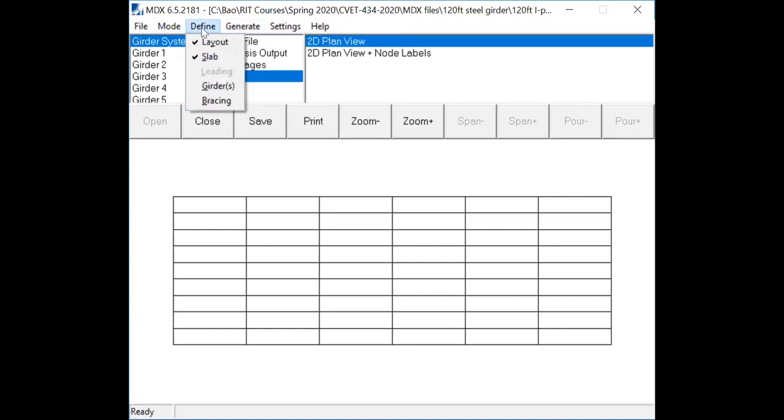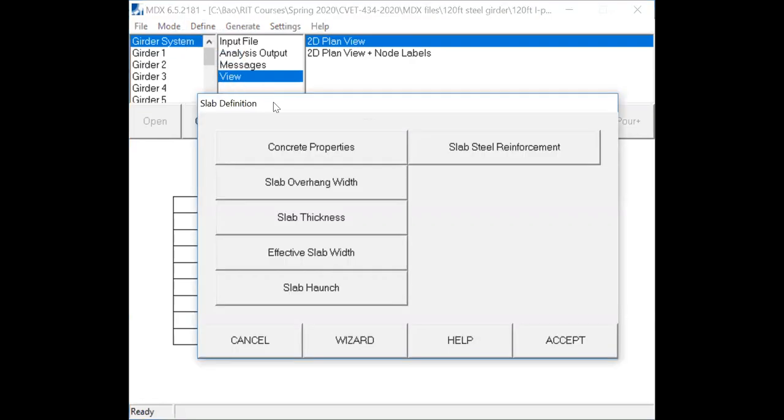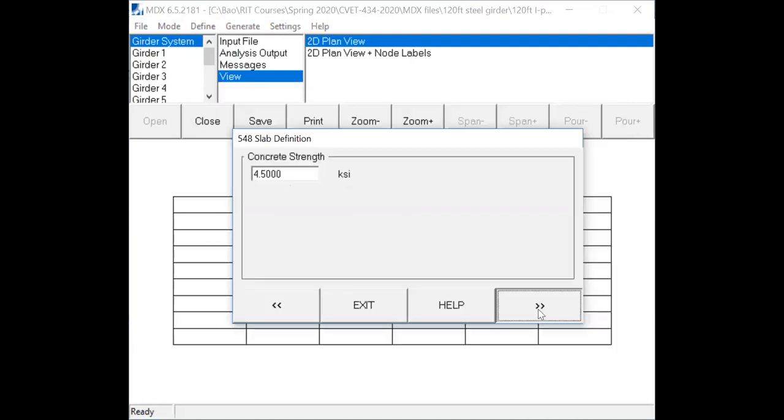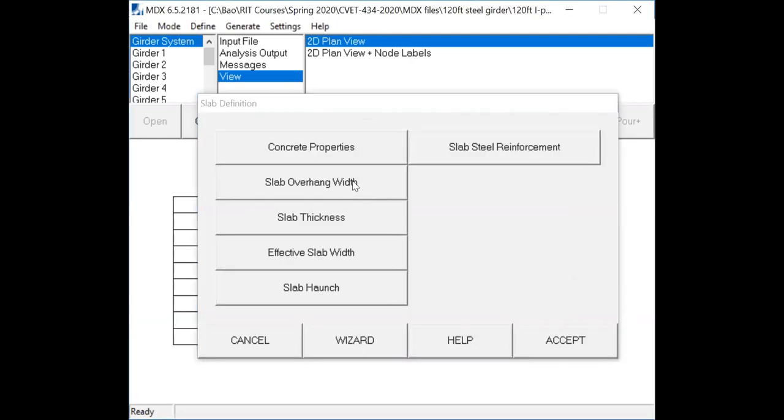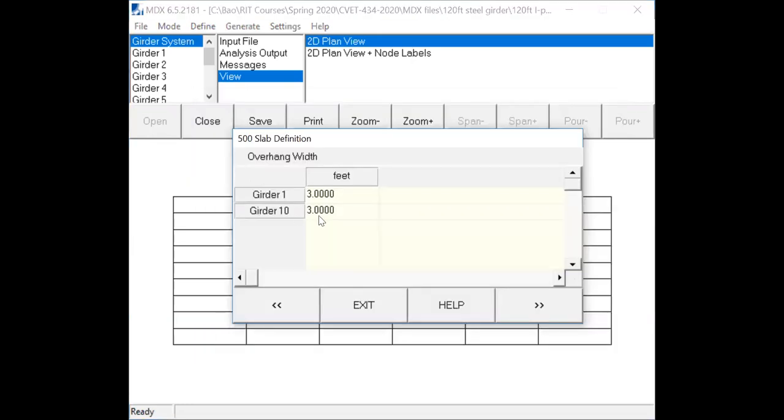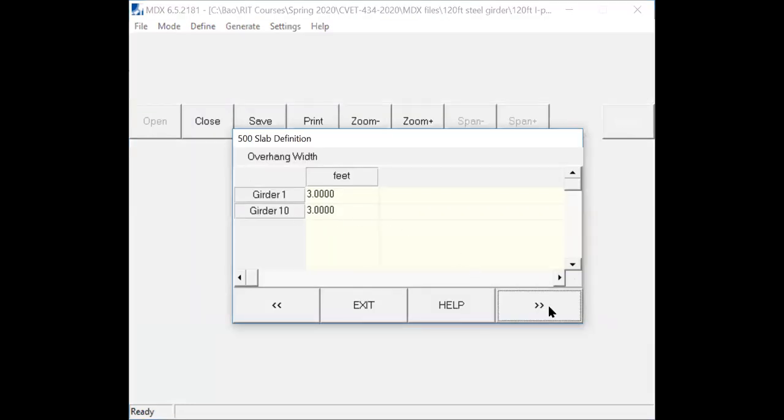So after you choose the rating mode, now you need to do more input. We already did this layout. Now let's start from slab. The slab concrete properties are 4.5 and unit weight 150. Good. And then check the slab overhang, which is 3.3 on both sides.